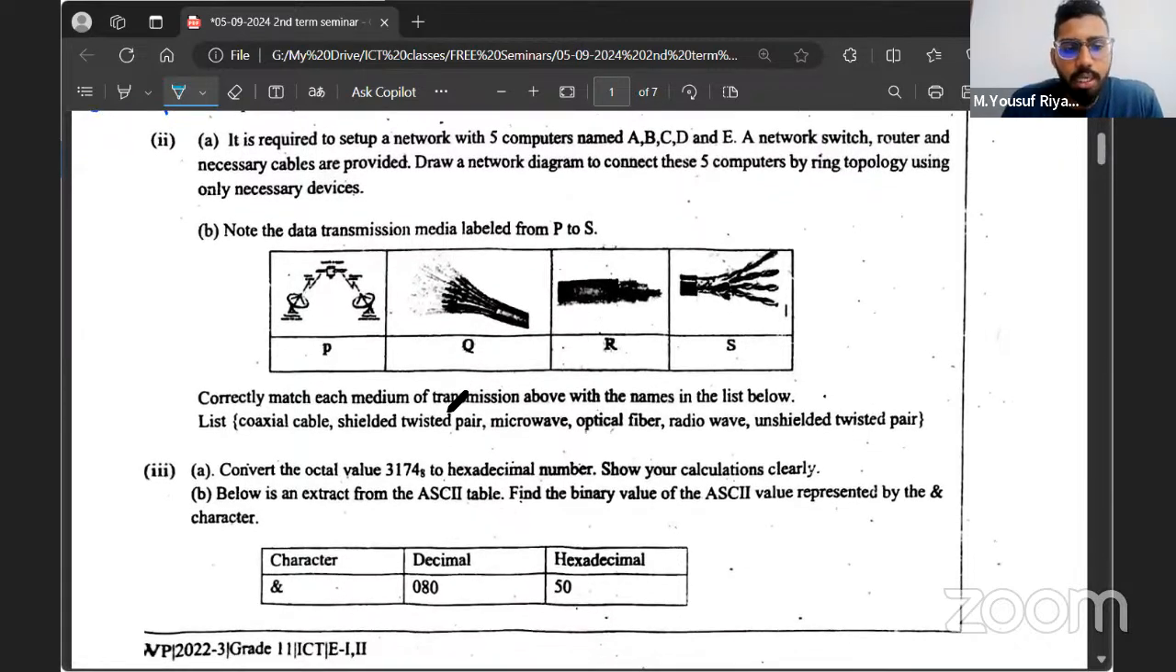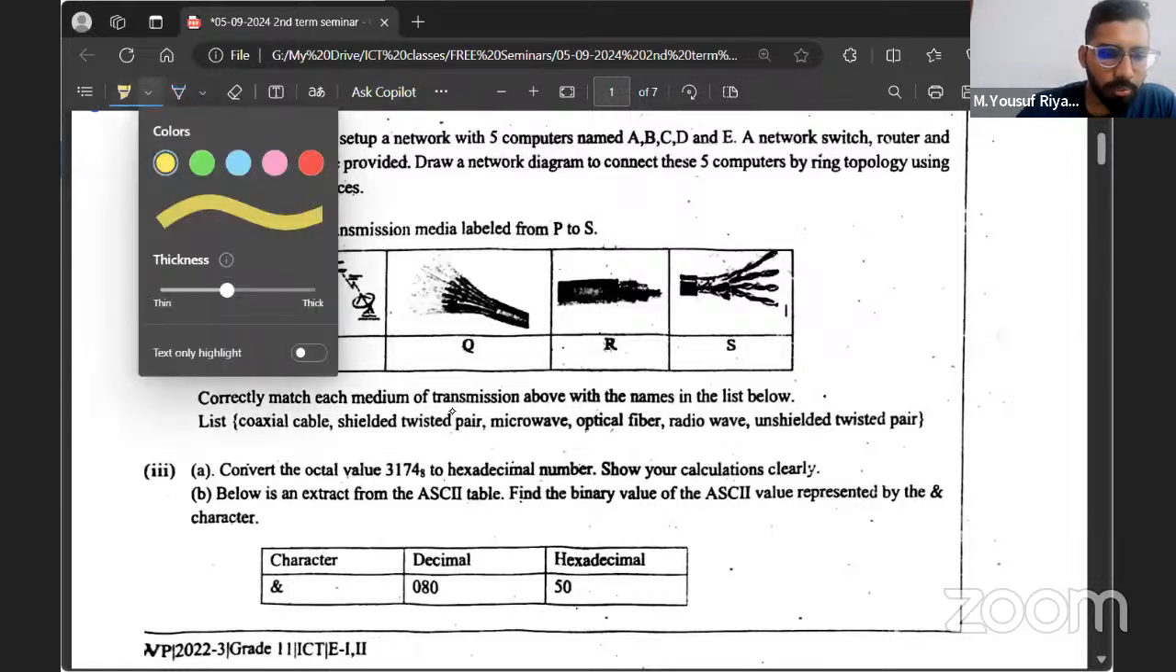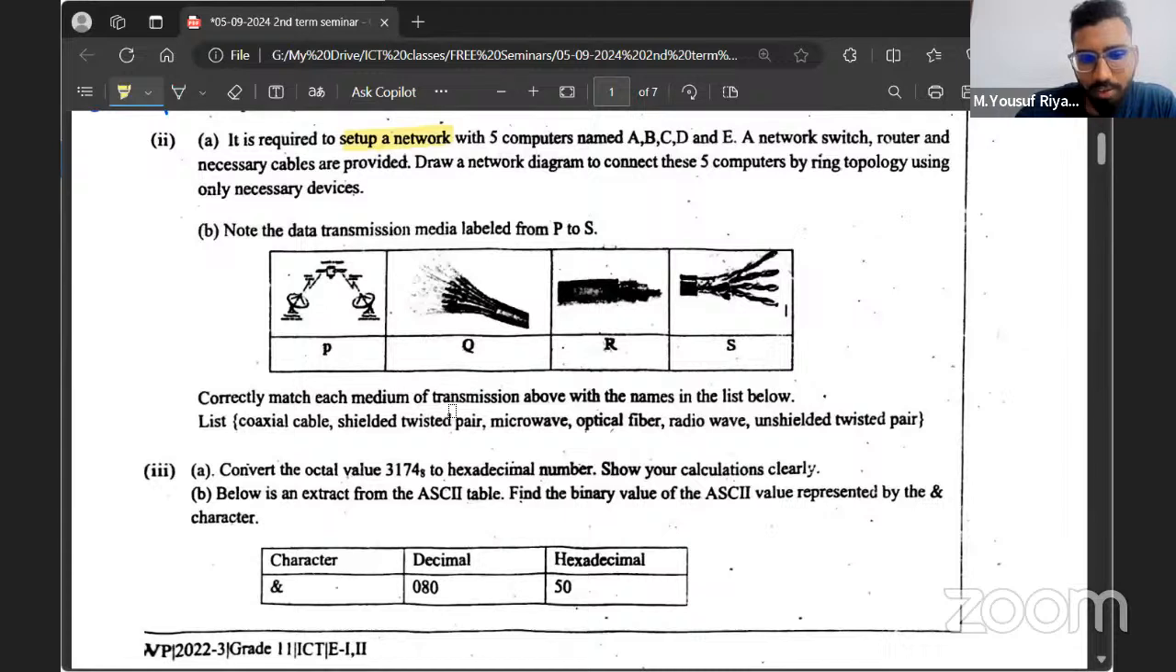So it is required to set up a network with 5 computers named A, B, C, D, and E. A network switch, router, and necessary cables are provided. Draw a network diagram to connect these 5 computers by ring topology using only necessary devices. Now they want to make a network, and they have 5 computers, A, B, C, D, E. Apart from these computers, they have a switch as well, a router, and some cables.